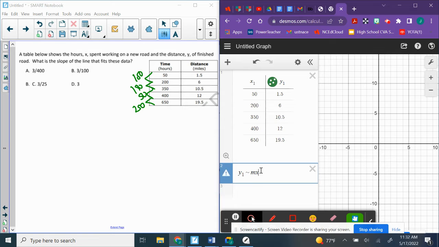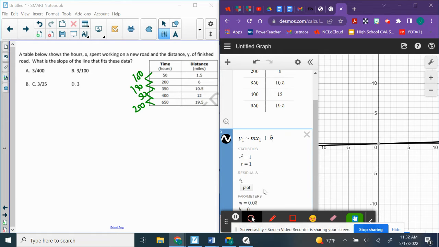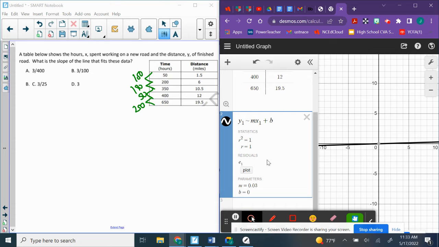Then we're going to use our squiggle mark, which is above the tab key. MX sub one, and that sub one, the part that goes in the basement, oops, that's an exclamation point, is what makes sure it knows to use the table that is above. So our R is one, so that means it's strong linear, right? Very, very linear.